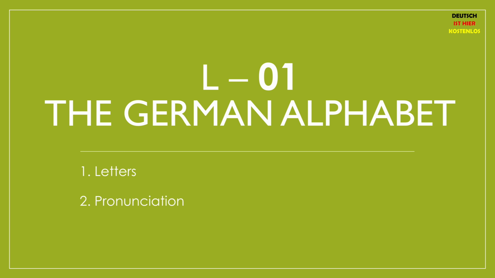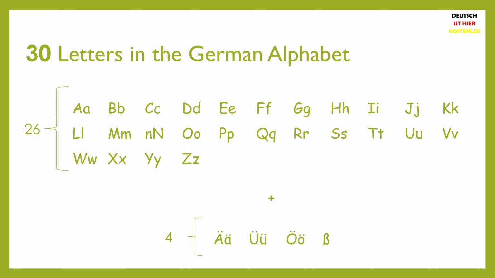The German alphabet. The German alphabet has 30 letters. Basically, the German alphabet is equal to the English alphabet plus 4 new letters. So all that is new to you here is the 3 letters A, U and O with the 2 dots over them, and for now, let's just name the 4th letter as beta.